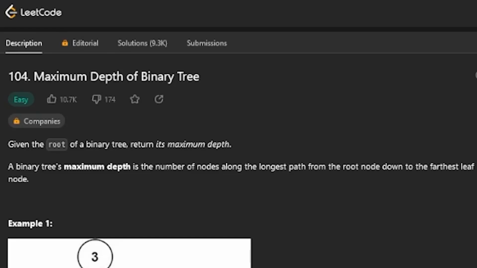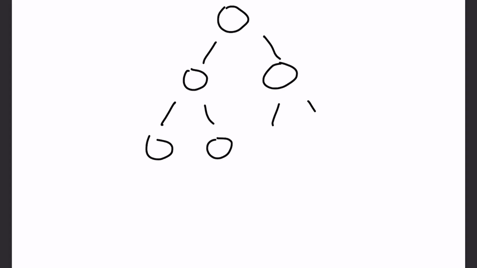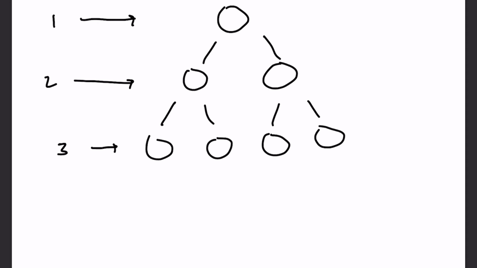Hello! So today we'll be solving problem 104 of Leetcode, maximum depth of a binary tree. Given the root of a binary tree, return its maximum depth. A binary tree's maximum depth is the number of nodes along the longest path from the root node down to the farthest leaf node. So, to solve this problem, we'll be using recursion to find the depth of the tree and implement a sort of depth first search.